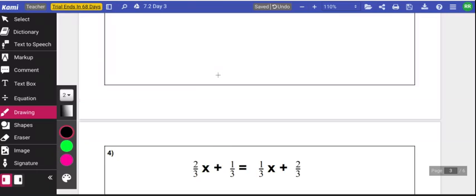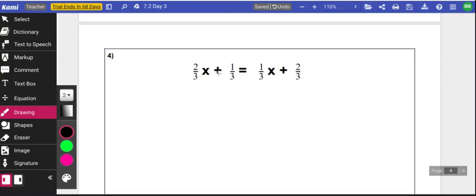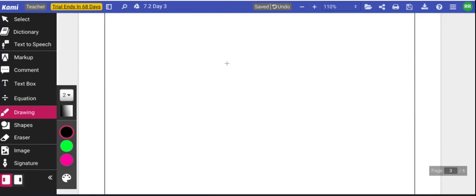Okay, and then you try number 4 that has fractions in here. And so I'm going to look at my denominators. My denominators are 3, 3, 3, and 3. So what is the least common multiple of 3? You guessed it. It would be 3, right? So multiply both sides of the equation by 3 to eliminate those denominators. Okay, show all your work, circle your final answer.